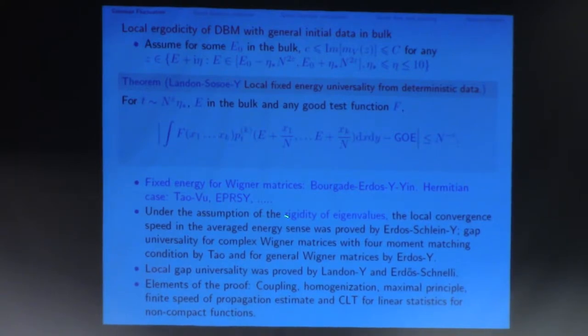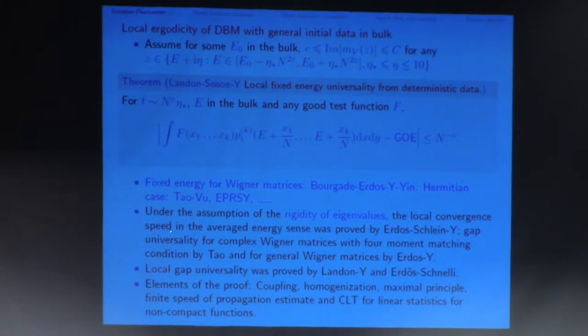For quite some time, it was considered as one difficult question. You can ask the universality in many, many different senses, and this is one of the hardest cases. And this was done for the Wigner matrix by some of my co-workers, and in the Hermitian case it was done by Tao, Vu and some of my co-workers, and there are actually quite a few people here, so I didn't list all of them.